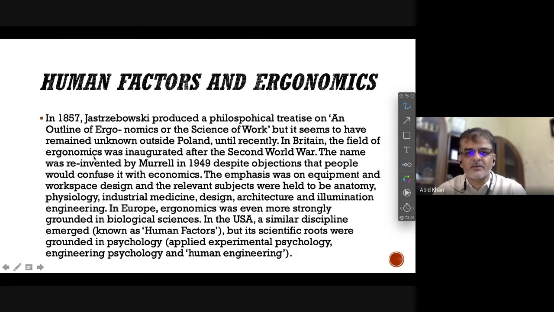So that was confusion, but then all the Europeans agreed to have this term, where ergo means human and nomos means the working laws. So this science of work, which is ergonomics, was considered a well-defined term. In most of Europe, ergonomics is concerned with the occupation, the scientific way of working.